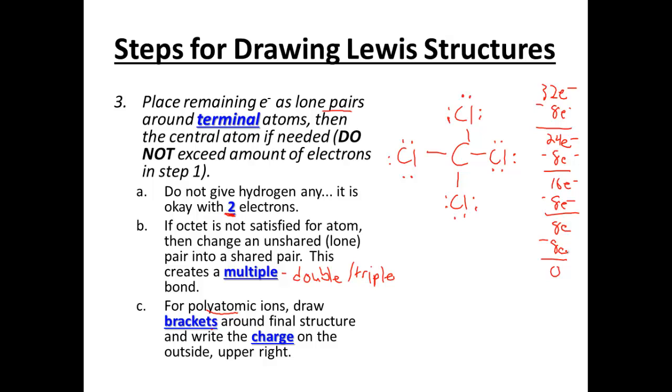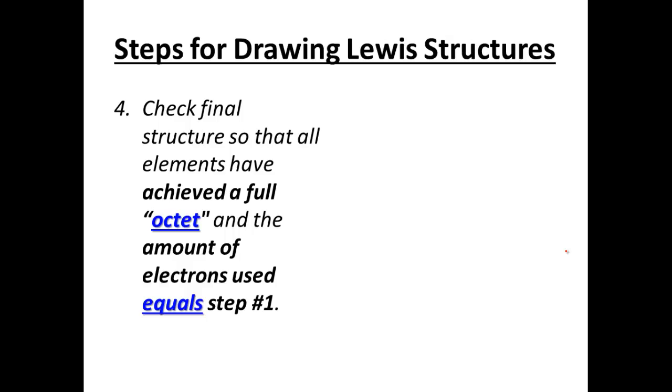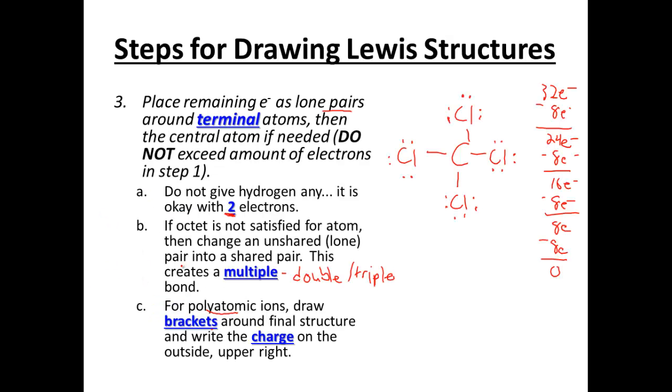Our fourth step is going to be just to check your final structure so that all of the elements have achieved a full octet. Octet, remember, 8 outer electrons. Remember, hydrogen is okay with 2 outer electrons. The amount of electrons needs to equal step 1. So we're just going to go back and double check what I've shown so far.